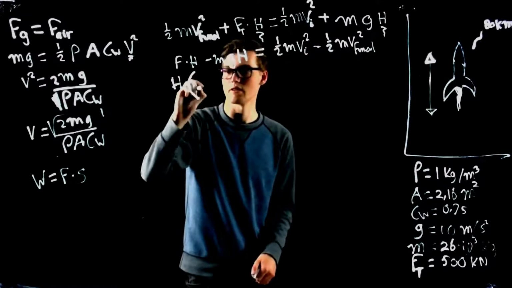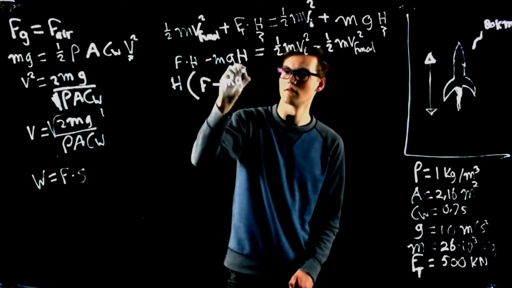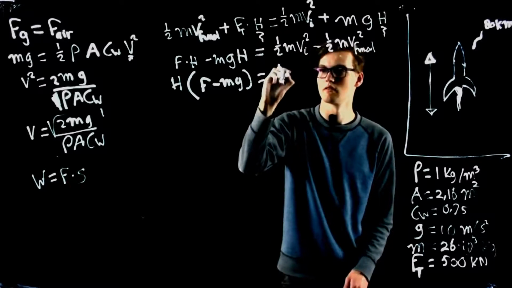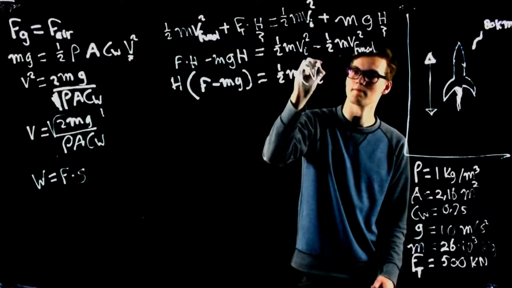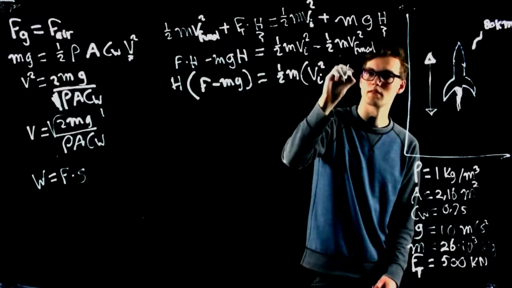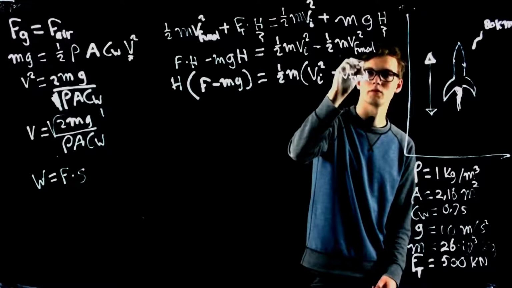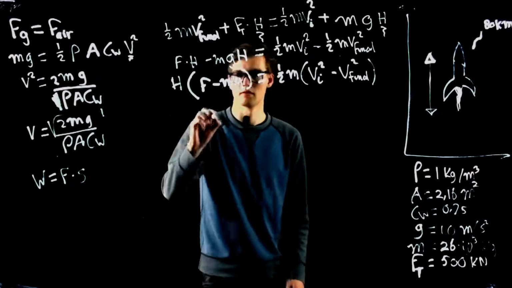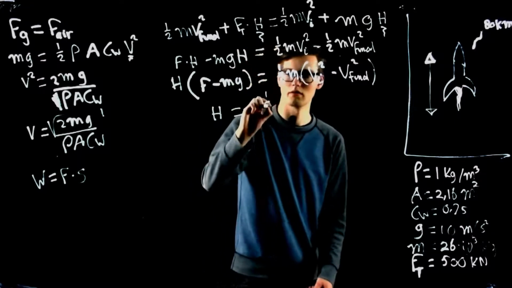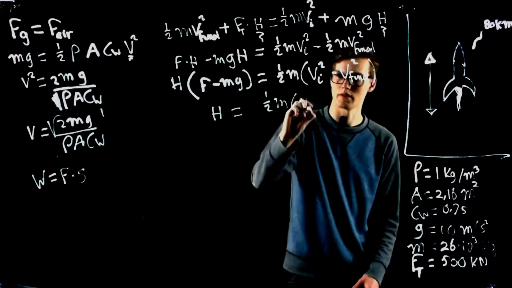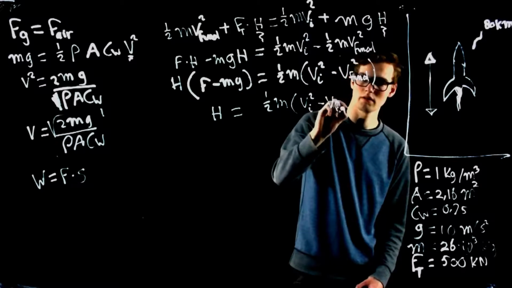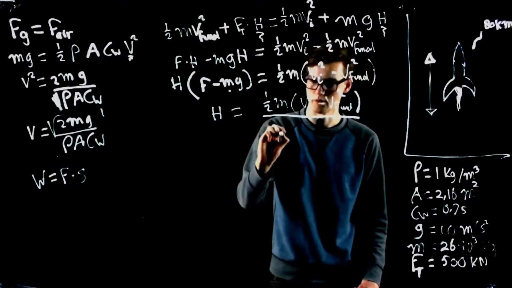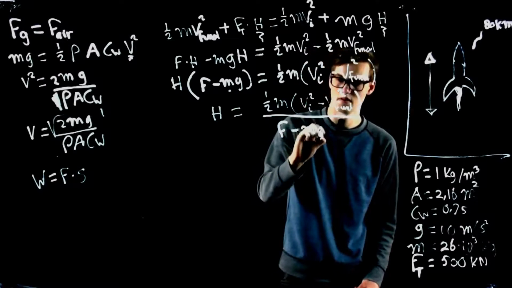Then you can separate the h out of it. And right here we have half m, which we can separate out of it, minus the final squared. Okay, so now we can simply say that h is equal to half m times the initial velocity squared minus the final velocity squared, divided by this term here, which would be F minus mg.